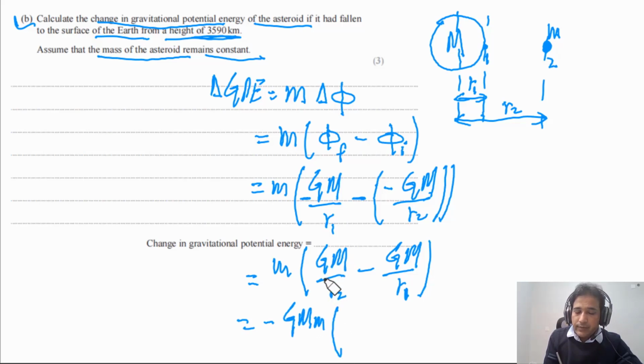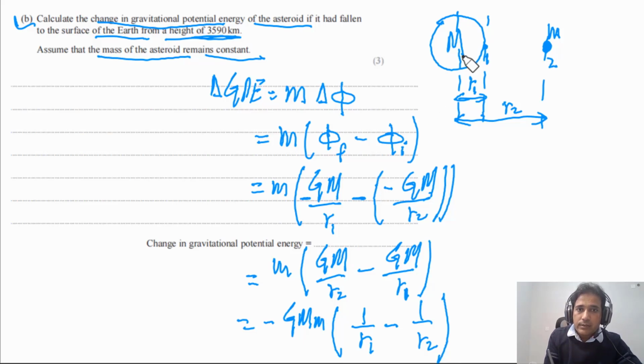If we take the negative out, this will be negative, this will be positive, so this will be Gm over R1 minus G capital, actually we have taken that out already, so we can simply write this as 1 over R1 minus 1 over R2. So now we simply need to plug in values. We have the formula, now simply plug in values and you can find the answer.